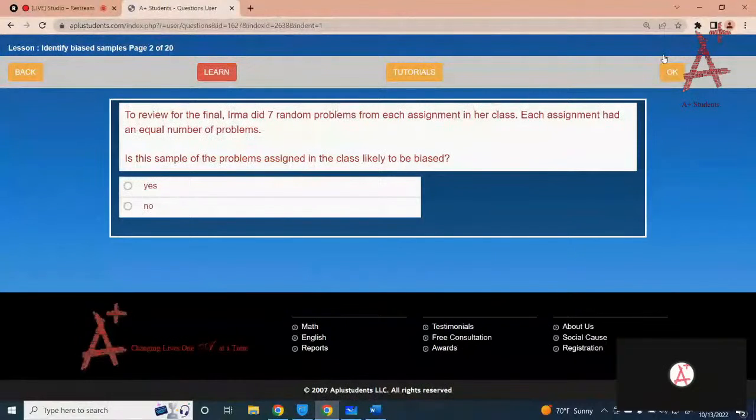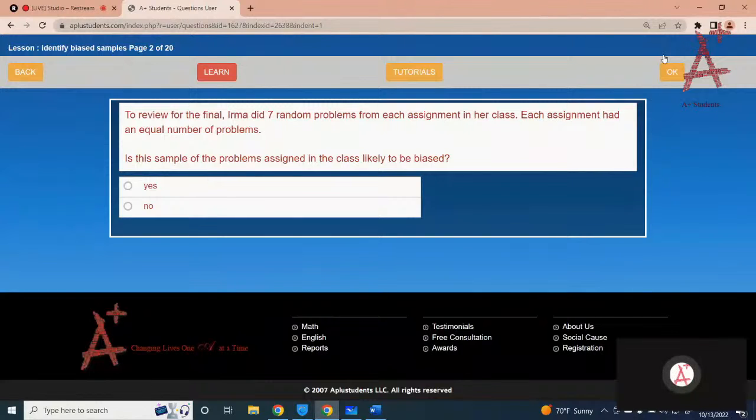Got it? Okay, the next one is to review for the final test. Irma did 7 random problems from each assignment. Each assignment had an equal number of problems. Is this sample of problems assigned in the class likely to be biased?